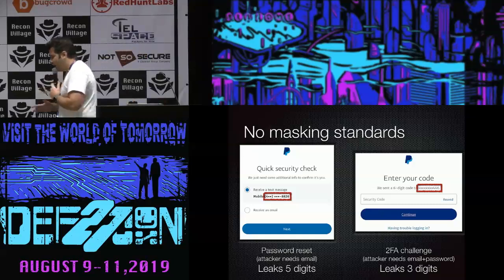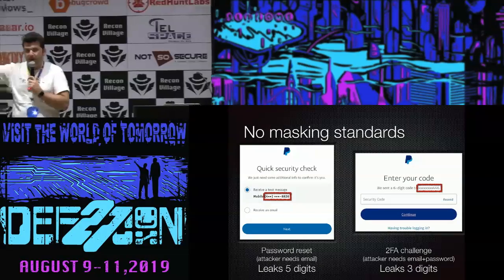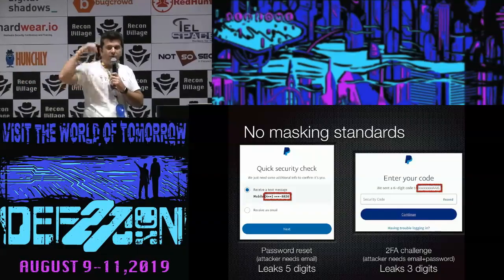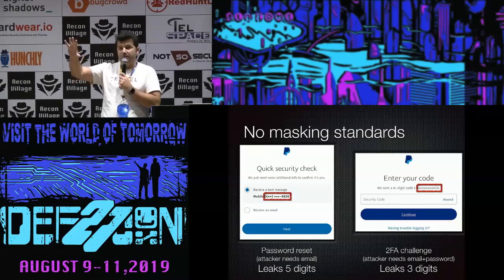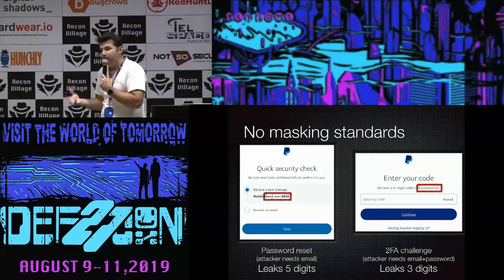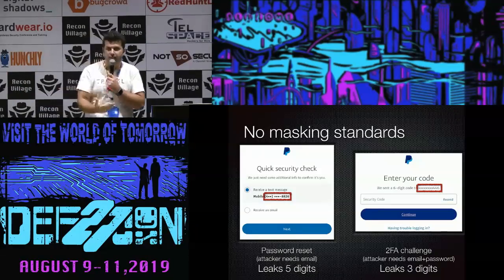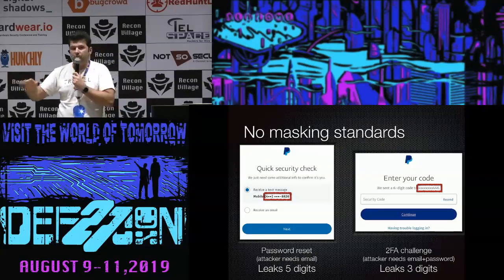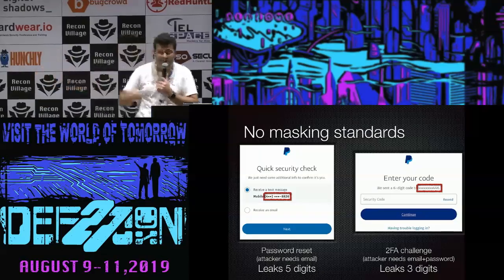I want to stress again the lack of standardization in PII masking. This is both cases PayPal. If I go to reset your password with just the email, that's all I know, I will get five digits. If I have your password and I get challenged with 2FA, I only get three. So the same service thinks that it needs to mask more information from someone that also has your password than from someone that has only your email. This is obviously different developers working on it, that's my guess. But this is the proof that we have no standardization.